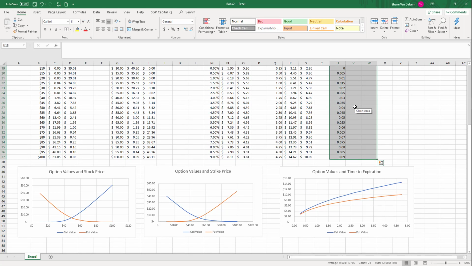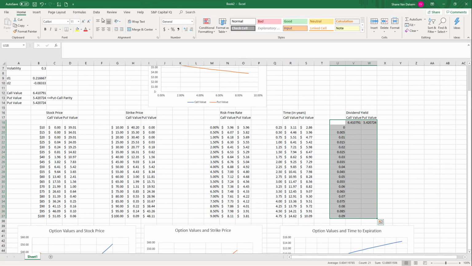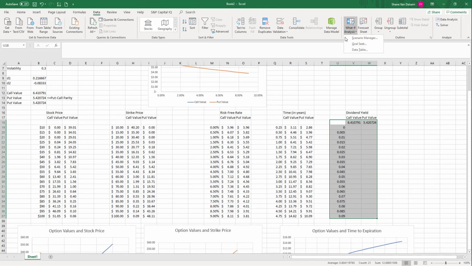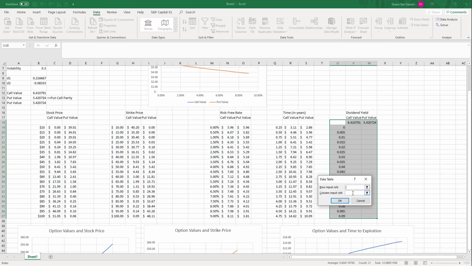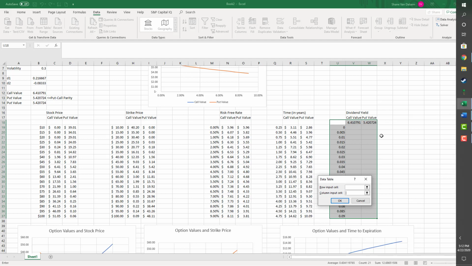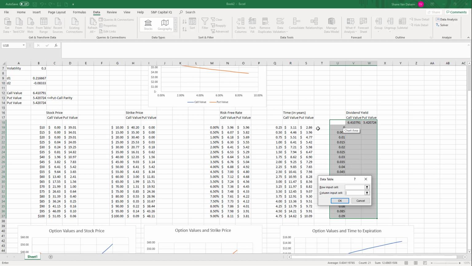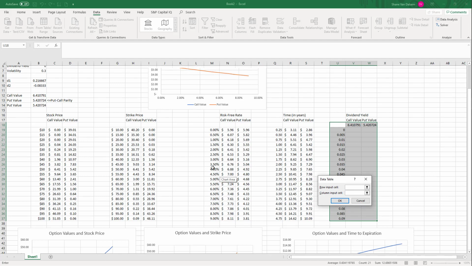All right, so now I'm going to go to data, what-if analysis, and data table. My column input cell, again, we call it that because it's the values here in the column. If we had a two-variable data table, we would have one variable along the column and one variable along the row. In that case, we'd put the call value in this cell, so we could do it for a call or a put, but not both. My column input cell in this case is again the dividend yield.